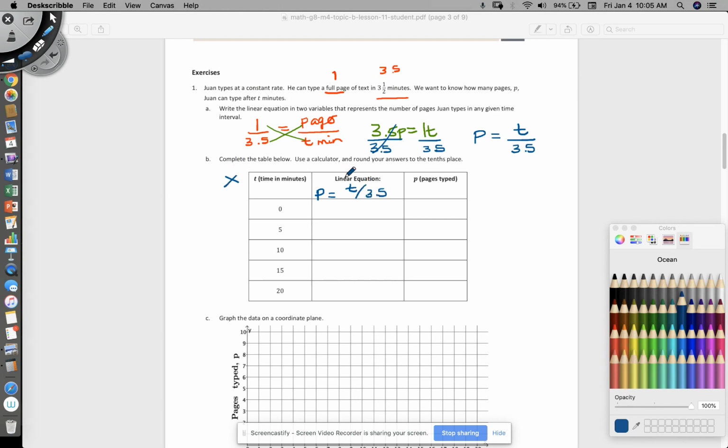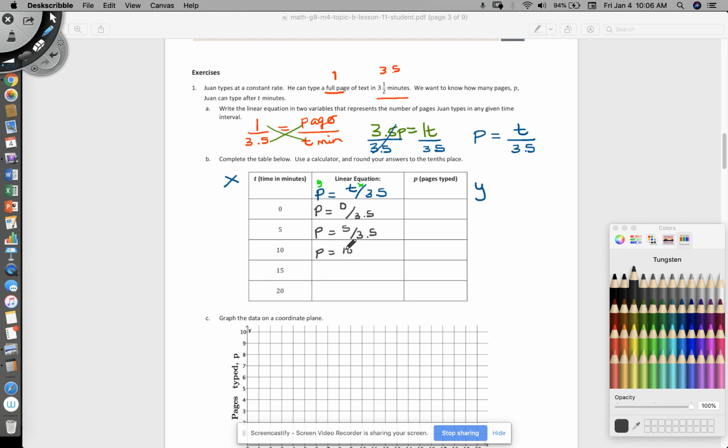Now again, this is your x, this is your y. If you really wanted to, you could make this your y and that your x just to make life a little bit more simple. All right, so here we go. They already gave us our time, so I'm just going to go ahead and fill in my equations. So 0 divided by 3.5, I'm just plugging that 0 in for the time. P equals 5 divided by 3.5.